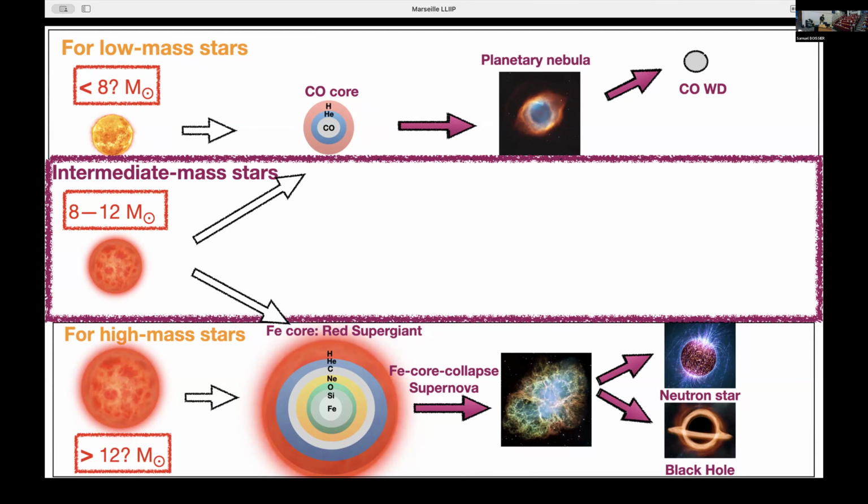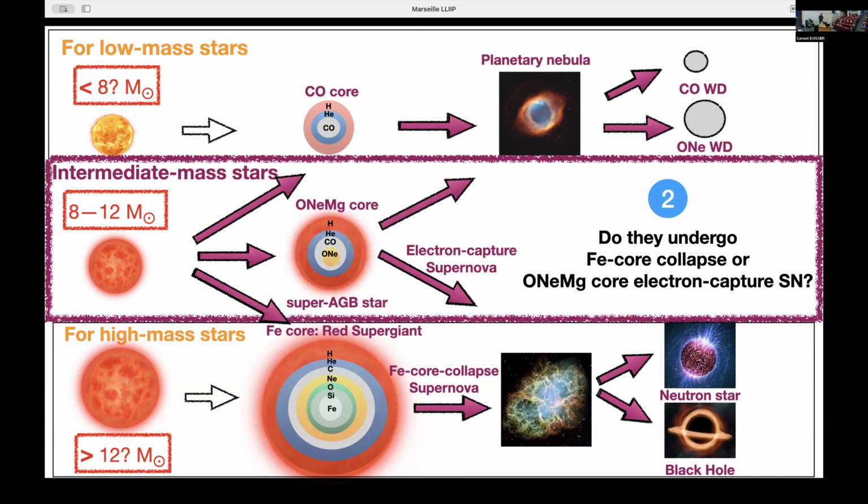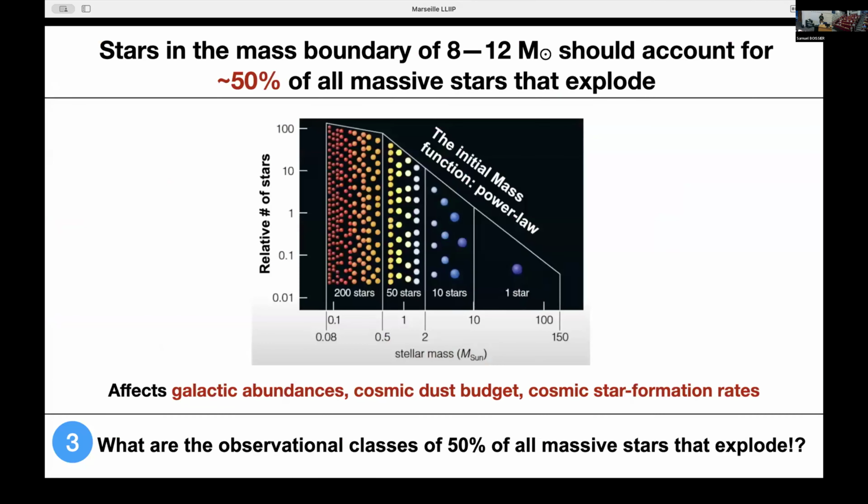Stellar evolution models also robustly predict that another possibility is that you could fuse up to oxygen, neon, magnesium in the core and then form something called a super AGB branch star, which could then either end its life as a heavy oxygen neon white dwarf, or explode as something called an electron capture supernova, where you have the magnesium neon atom sort of triggering a collapse of the core. So the second question then is, do these stars explode as iron core collapse supernovae from red supergiants, or do they explode as electron capture supernovae from the super AGB stars with oxygen neon cores?